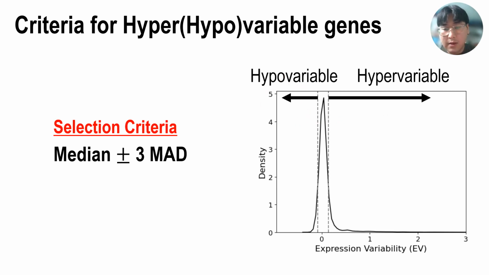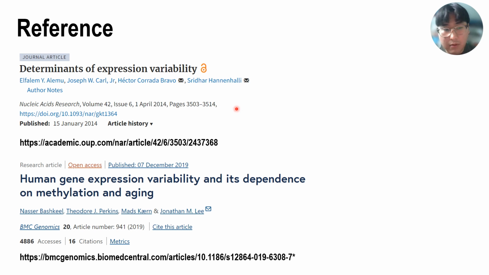So that was it. We want to acknowledge by the references that the calculations were derived from other sources, such as the determination of expression variability by Alemu et al. Sorry for the pronunciation. And the exact MAD, or non-parametric version, was introduced by Beshkeel et al. in 2019. Thank you.